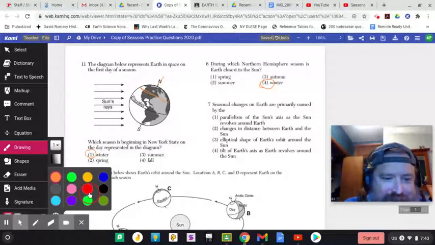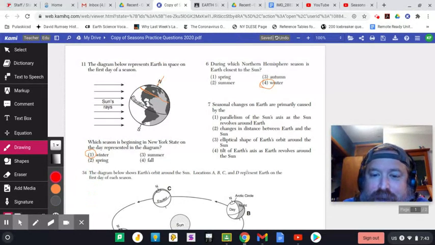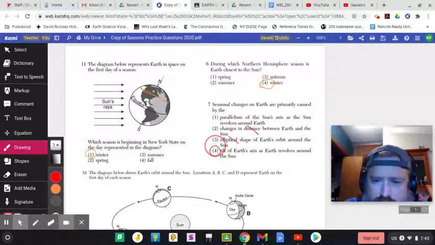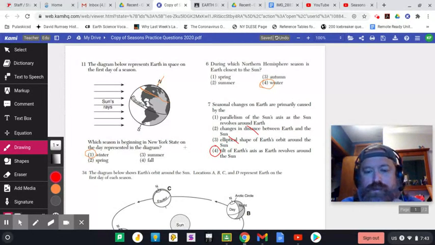Didn't give me red. Let's try that again. 7, seasonal changes on Earth are primarily caused by the... Why do we have seasons? Parallelism of the sun's axis as the sun revolves around the Earth does not sound anything right. Changes in distance. So there's that idea again. We know that happens, but it's not why we have seasons. Elliptical shape of the orbit is basically 2 and 3 almost say the same thing. And there we go, 4. Tilt and revolution.